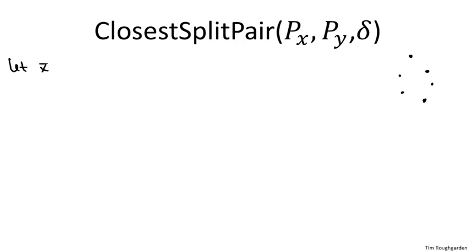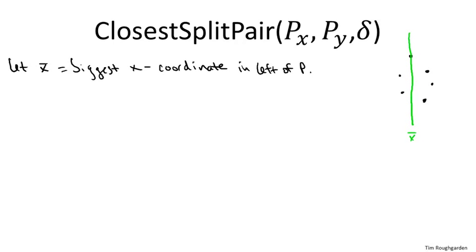x-coordinate, we look at the n over 2th smallest x-coordinate. So in this example where we have 6 points, all this means is we imagine drawing a line between the third point. So that's going to be x bar, the x-coordinate of the third point from the left. Now, since we're passed as input a copy of the points sorted by x-coordinate, we can figure out what x bar is in constant time, just by accessing the relevant entry of the array Px.